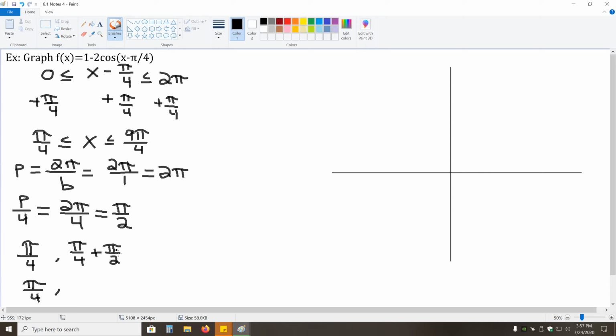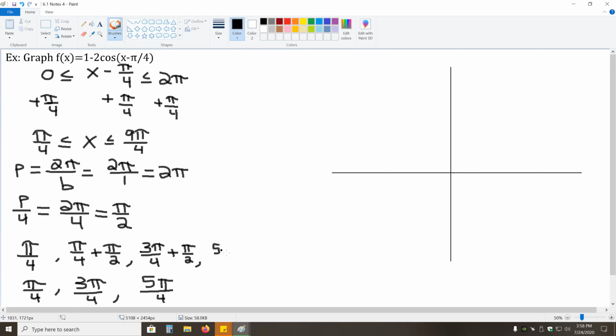Pi over 4 plus pi over 2 is the same thing as 1/4 plus 1/2. That would give us 3/4, which gives us 3 pi over 4. So in the bottom, we're listing all the simplified values. Now we get 3 pi over 4 plus pi over 2. 3 over 4 plus 1/2 gives us 5 over 4. So 5 pi over 4.